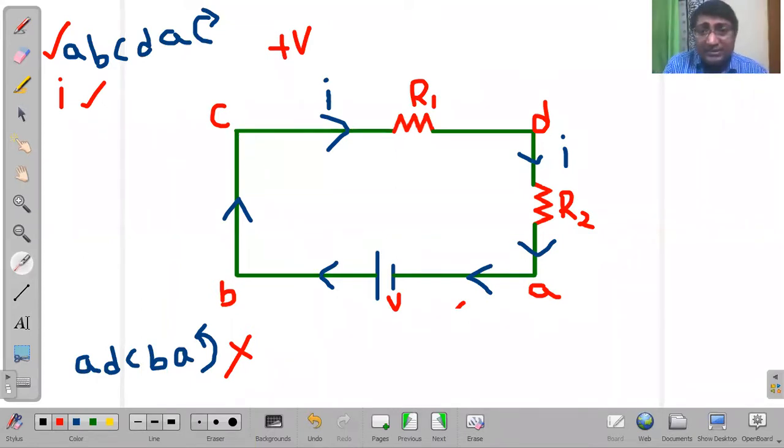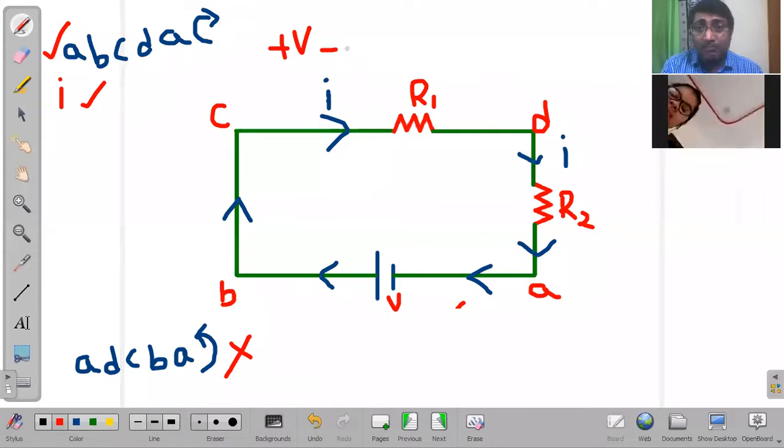Now, please observe this. I'm traveling from C to D, guys. When I'm traveling from C to D, my traveling path is the same as the current's path. Current is traveling from C to D, the blue color arrow, and I am also traveling in the same path. So please remember, guys, whenever your direction and the current direction are the same, please take negative. It's minus IR1.